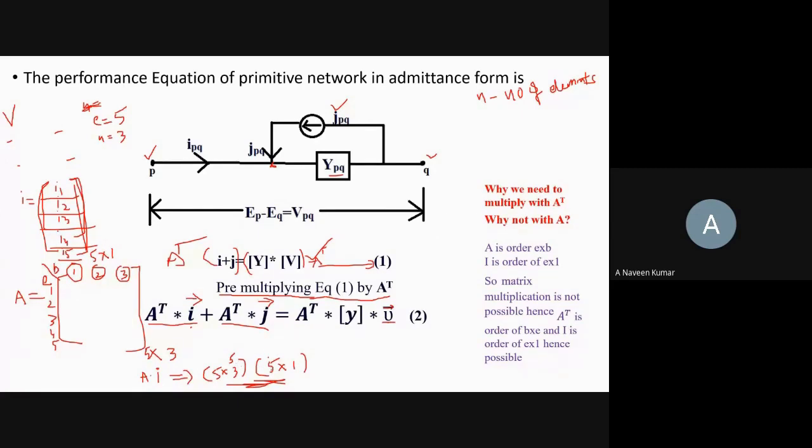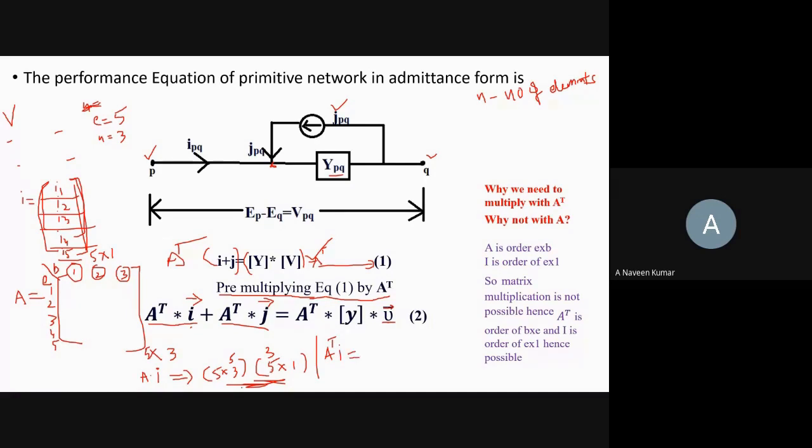Or otherwise, this 5 you need to make it as 3. Whatever it may be, either this change or maybe this change. If it is 5 into 5, or if it is 3, 5 into 1, then that is possible. For example, forget about that. Now tell me this possibility, A transpose into I. Is it possible now?